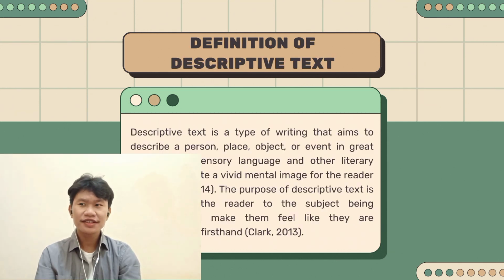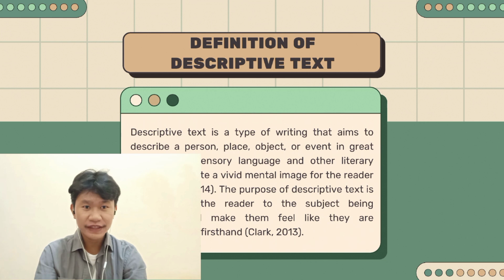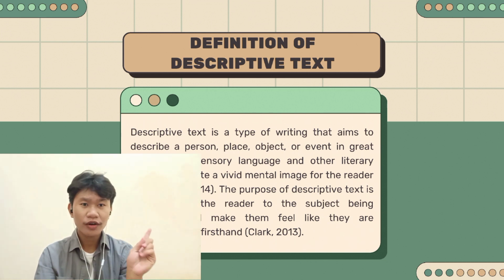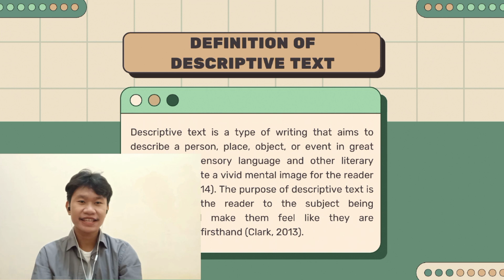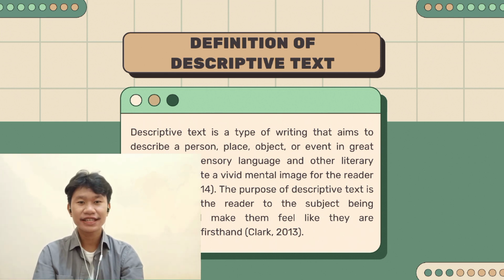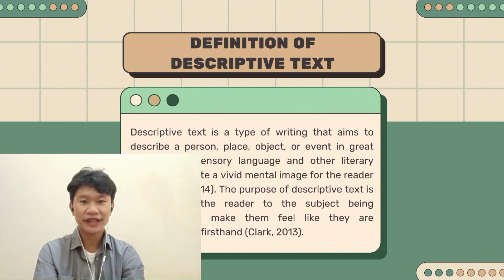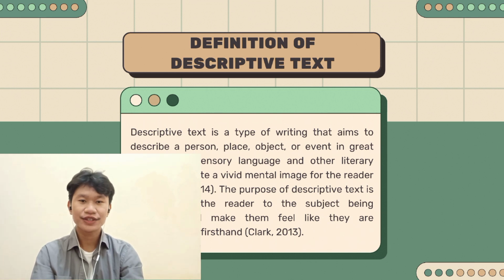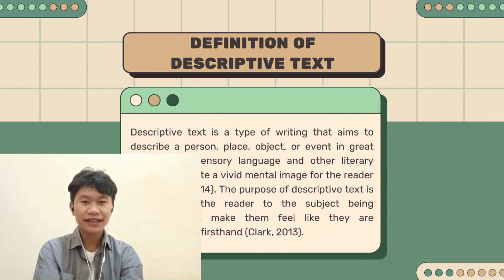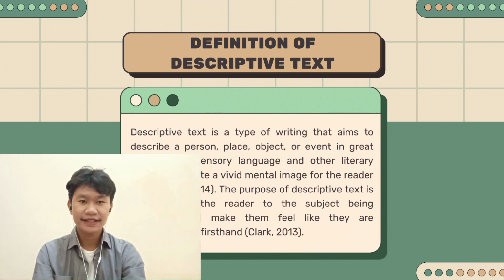So guys, do you know the definition of descriptive text? No? Oh, descriptive text is a type of writing that aims to describe a person, place, object, or event in great detail using sensory language and other literary devices to create a vivid mental image for the reader. The purpose of descriptive text is to transport the reader to the subject being described and make them feel like they are experiencing it firsthand.